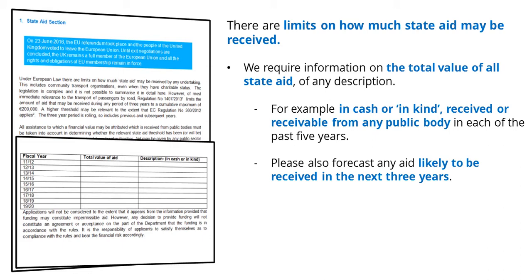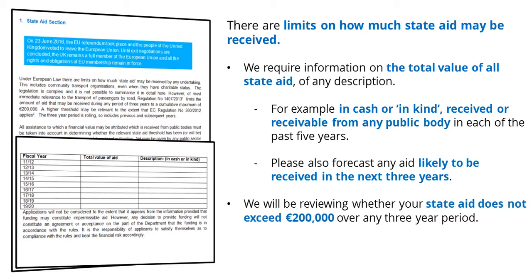Why do we need this information? When assessing your application, we will be reviewing whether the funding you've received or will receive, including funding from the Community Minibus Fund Round 2, does not exceed €200,000 over any 3-year period, either before or after you receive funding from the Community Minibus Fund Round 2.